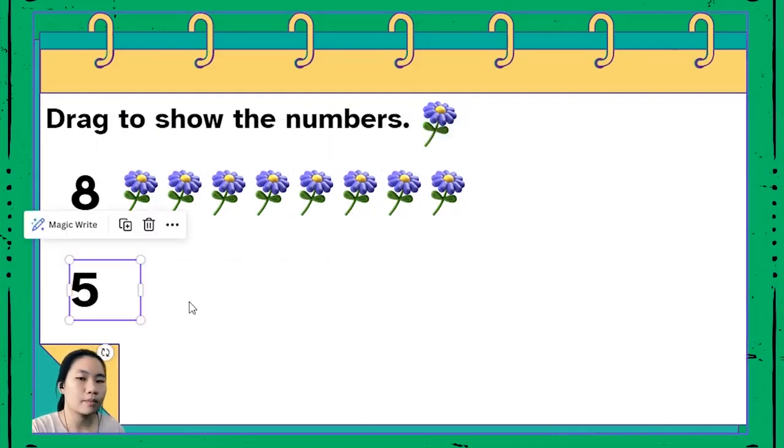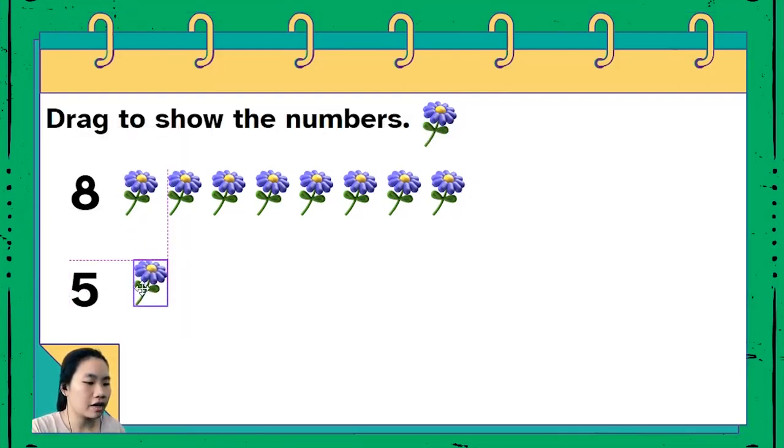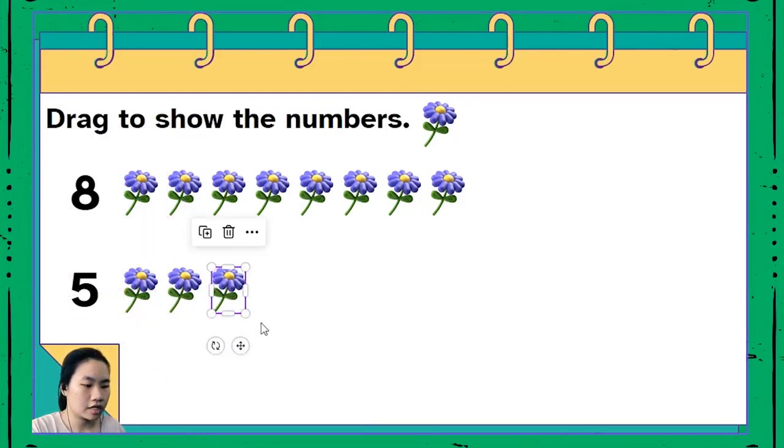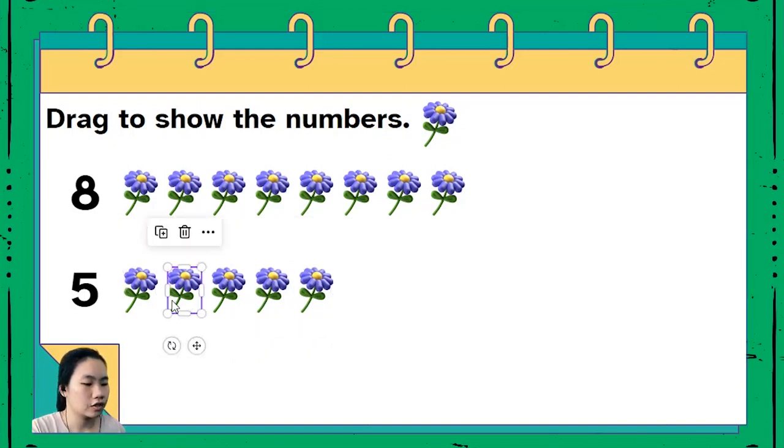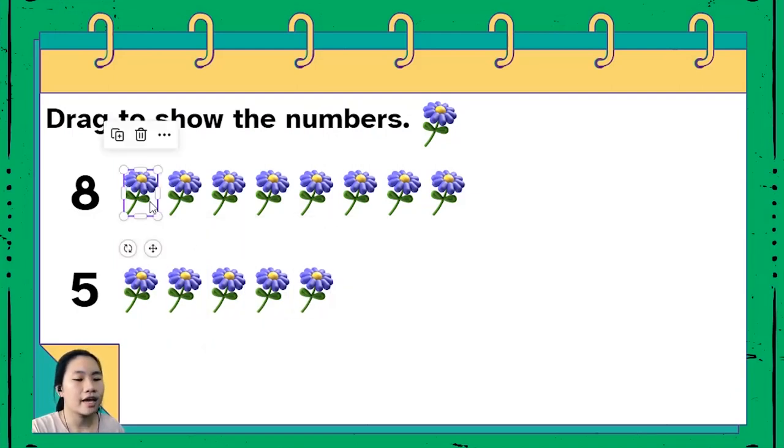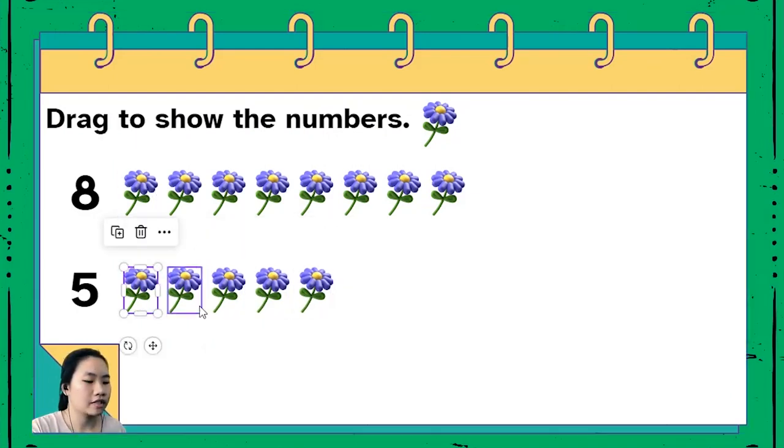Now down here, what's this number? It is 5. We need 5 flowers. 1, 2, 3, 4, 5. 8 flowers up here and 5 flowers down here.